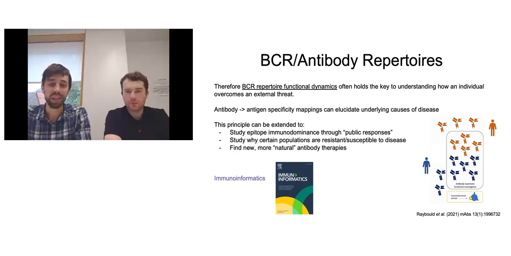And we can extrapolate these analyses of the functions of the antibodies going on in any one individual to study concepts such as epitopes. So these are regions of antigen that tend to get targeted by repertoires, and why certain populations might be more susceptible to disease or more resistant to disease as well. You can kind of turn that on its head.